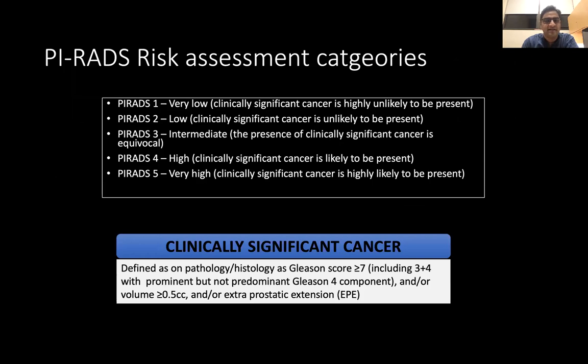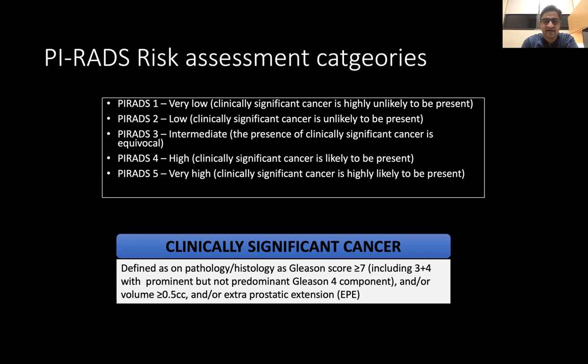For PI-RADS, we have seen PI-RADS version 1, 2, and 2.1, and maybe 3 might be coming down the line. Essentially the PI-RADS risk assessment categories are a 5-point scale, where 1 and 2 are very low and low probability of a clinically significant cancer, whereas 4 and 5 have a probability of high or very high clinically significant cancer. 3 would be the intermediate risk or intermediate probability.